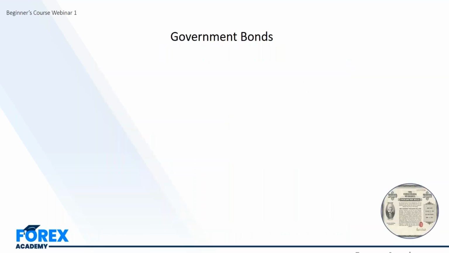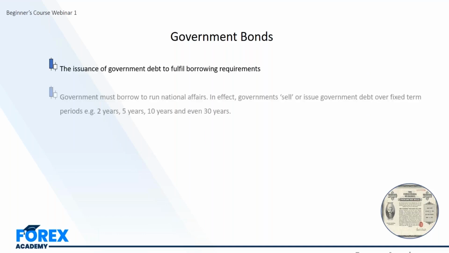Moving on to government bonds, the issue of government debt is to fulfill borrowing requirements. So that will be their main focus. Governments must borrow to run national affairs. In effect, what they do is actually sell or issue government debt over fixed term periods. If you have ever seen a bond quoted, you should be able to buy or trade a 2-year, a 5-year, a 10-year, or even a 30-year bond.